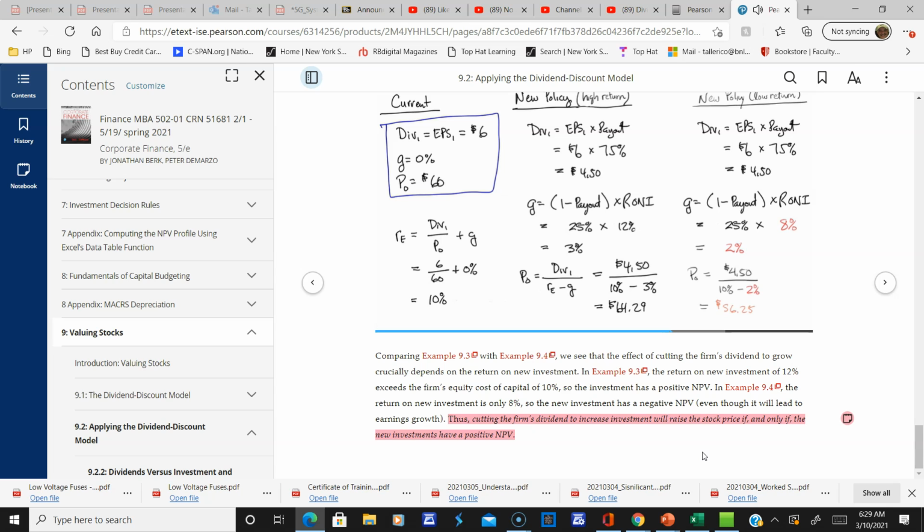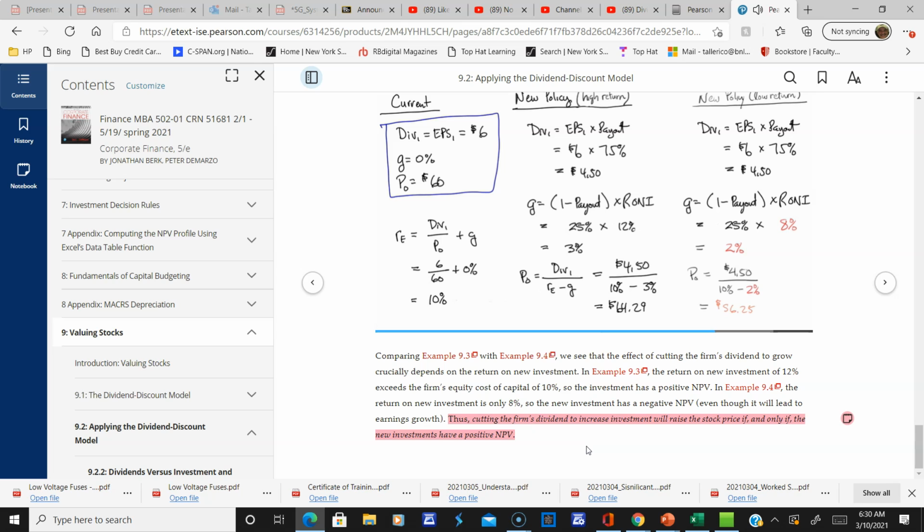Why did the stock price fall in this case while it rose in the prior example? You guessed it, in this case Crane's new investments are not positive NPV. They have an expected return of only 8%, which is below Crane's equity cost of capital. Thus, we can see that the impact of cutting the firm's dividend in order to reinvest will critically depend on the quality of those new investments.